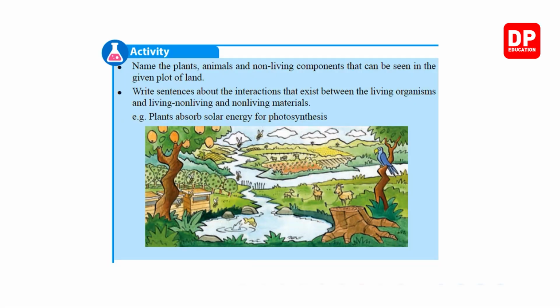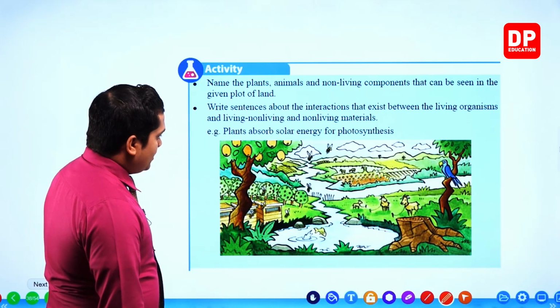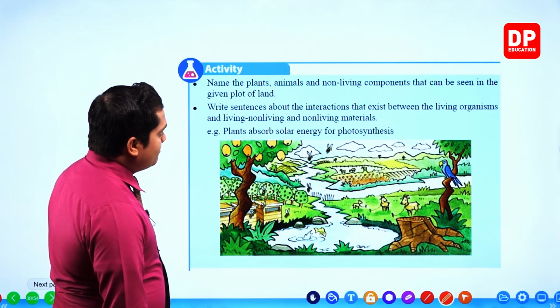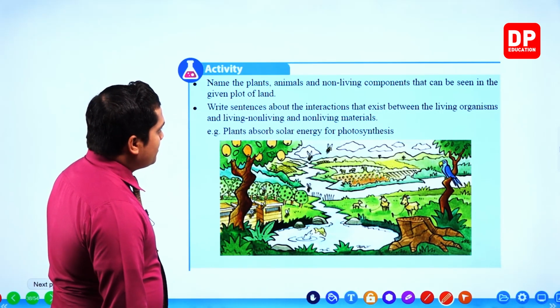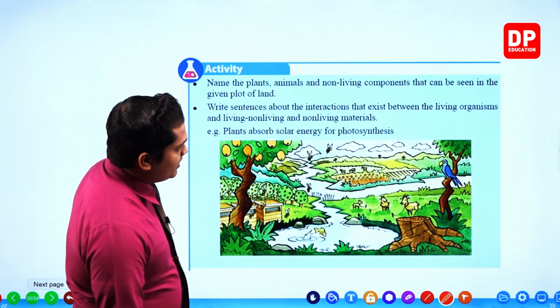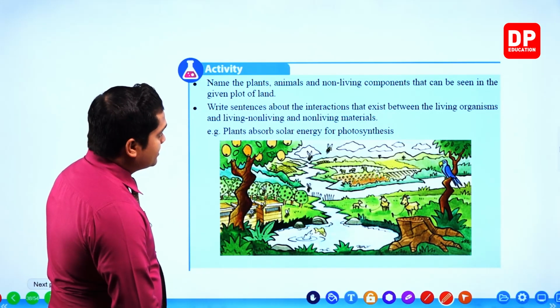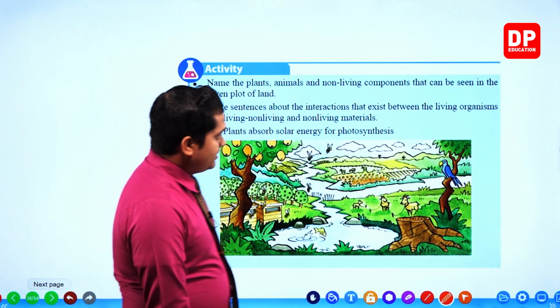Right then. So you are given an activity here. Name the plants, animals and non-living components that can be seen in the given plot of land. There is a plot of land over here. So you have to name plants, animals and non-living components that can be seen. Write sentences about the interactions that exist between the living organisms and non-living materials, living organisms and non-living, and non-living and non-living materials.